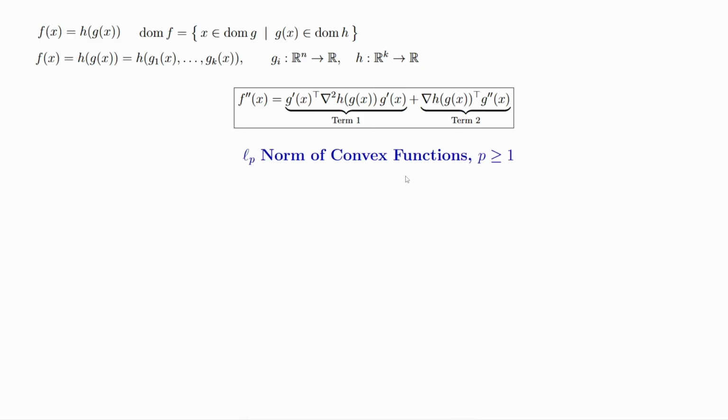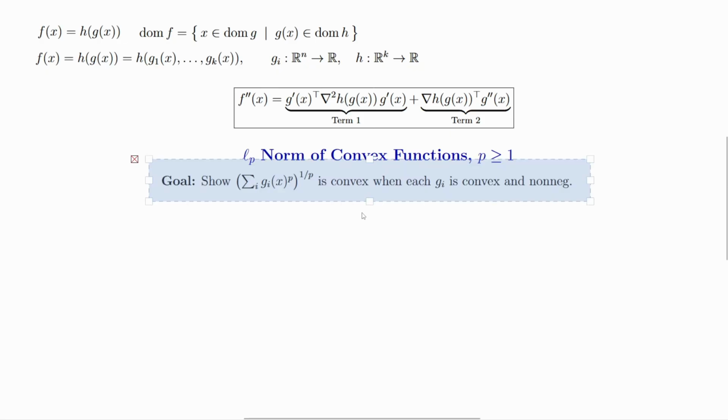Next, we look at the example of L^p norms, in particular when p is greater than or equal to 1. So we want to show that the L^p norm of g is convex when each g_i is convex and non-negative. To apply the vector rule, we need to define h on all of R^k. So this is for the extended value extension.